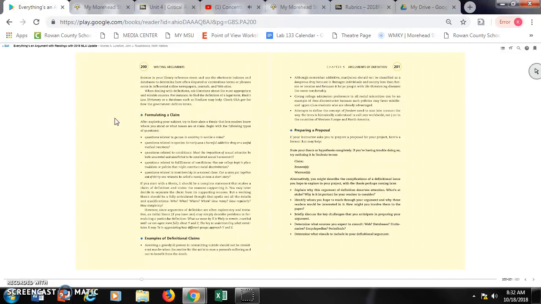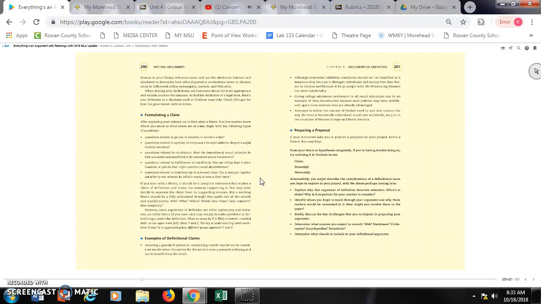Thesis is also just another word for claim that lets readers know where you stand or what issues are at stake. Begin with the following types of questions. I want you to really read and analyze these questions. Think about them and really use them to help you formulate your claim for your argument of definition.